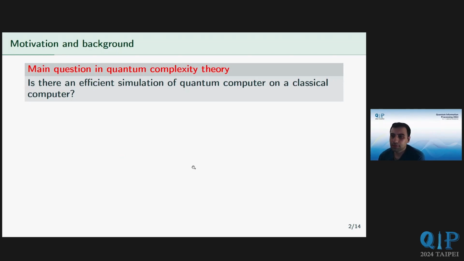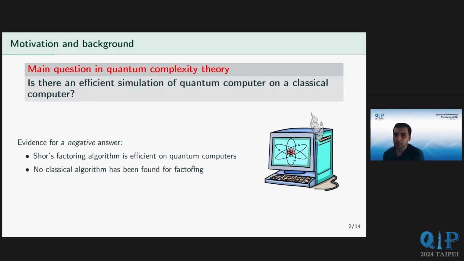In quantum complexity theory, we try to answer the main question: is there an efficient simulation of quantum computers on classical computers? To this date, we have very strong evidence that the answer is probably negative, because Shor's factoring algorithm can factorize very large numbers, but we don't have any classical algorithm that efficiently factors large numbers. If there were such a simulation, you could simulate Shor's factoring algorithm. So we believe that there shouldn't be a simulation.